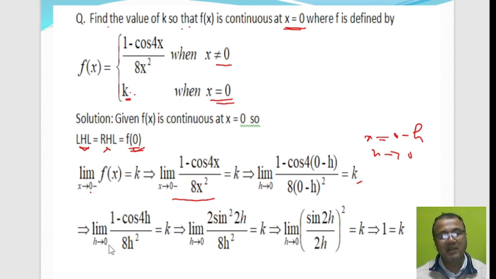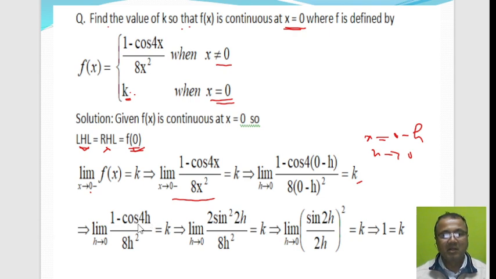Students, if you replace h equal to 0 now, what will it be? Numerator also 0, denominator also 0. So do not replace directly. First of all, you try to simplify this trigonometric function, that is 1 minus cos 4h by 8h square.